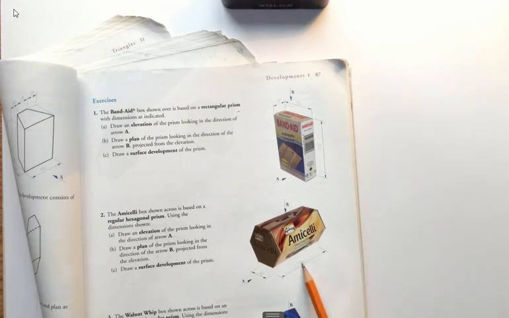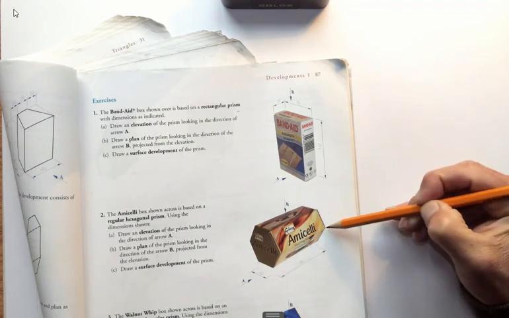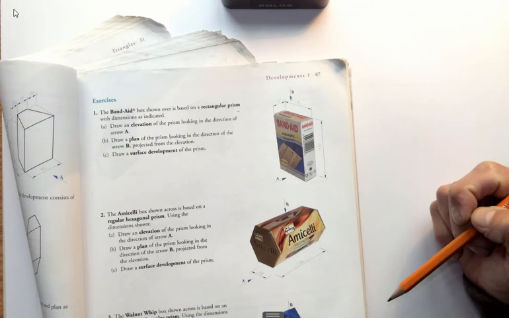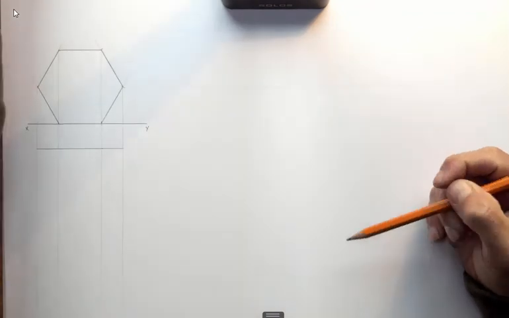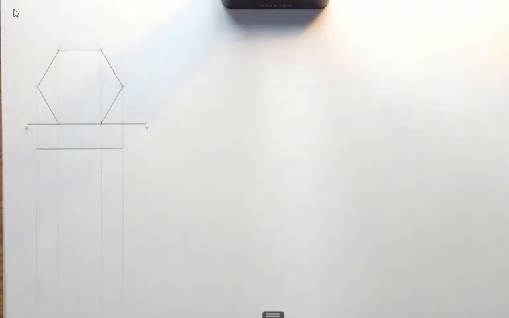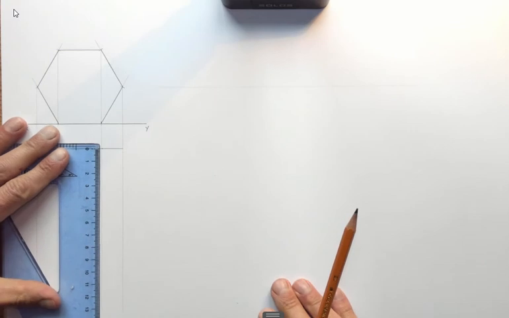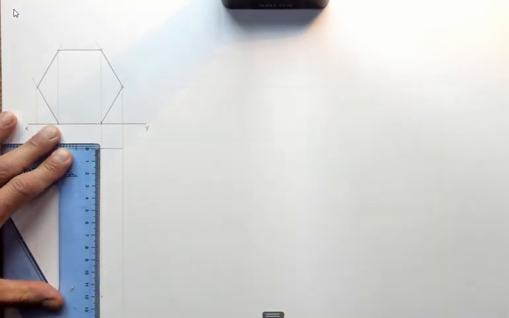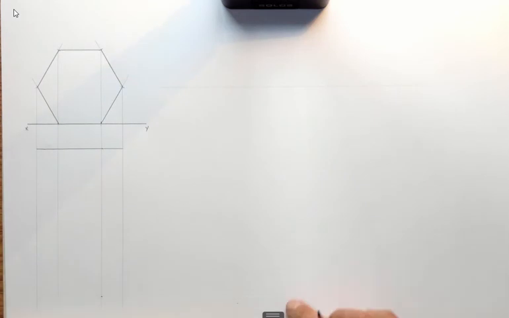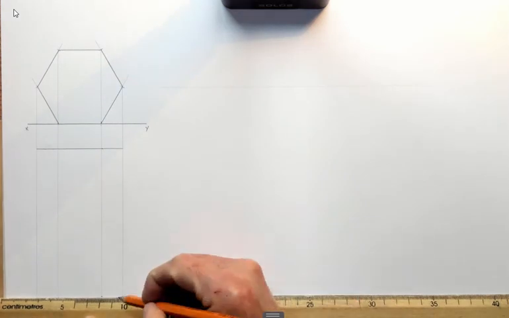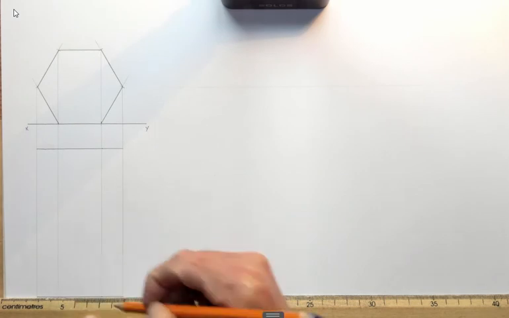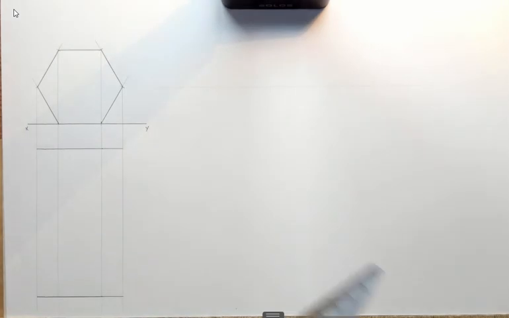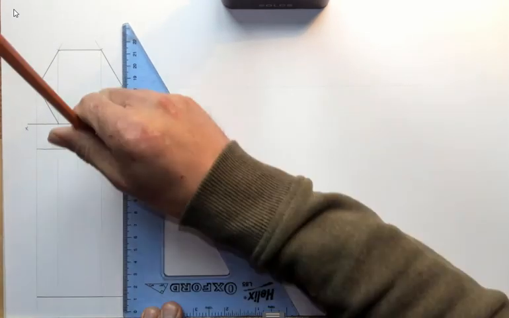On the question, it says it's a distance of 120 millimeters from the back to the front. So from the hexagon at the back to the front is 120 millimeters. I've drawn my back hexagon. It means I need to measure down 120 millimeters. Down 120. And I draw my line across. Now I come along and I darken in those vertical lines.